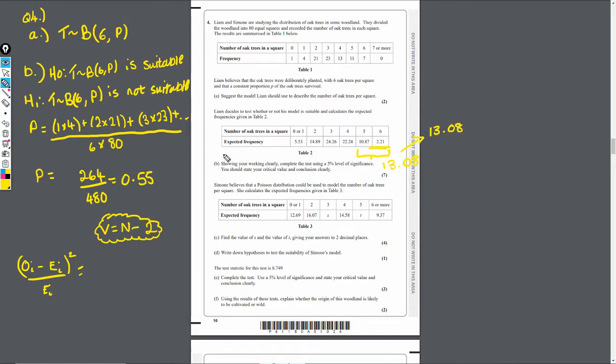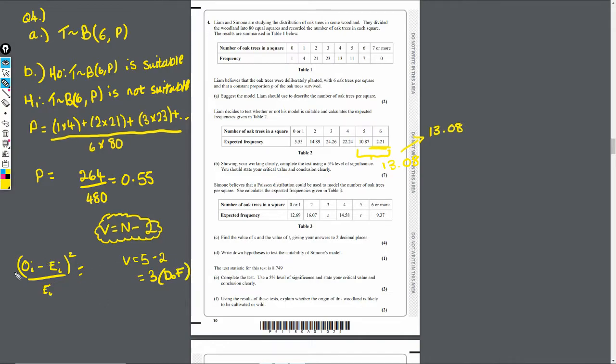So in essence now we've got 1, 2, 3, 4, 5 columns here. So we can actually work out the degrees of freedom straight away. So that'll be V equals 5 minus 2. Okay, so we've got 3 degrees of freedom. I'll just put DOF.